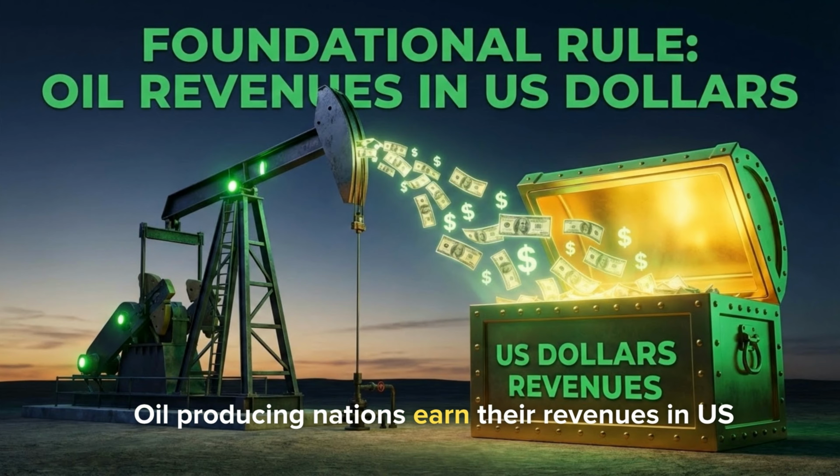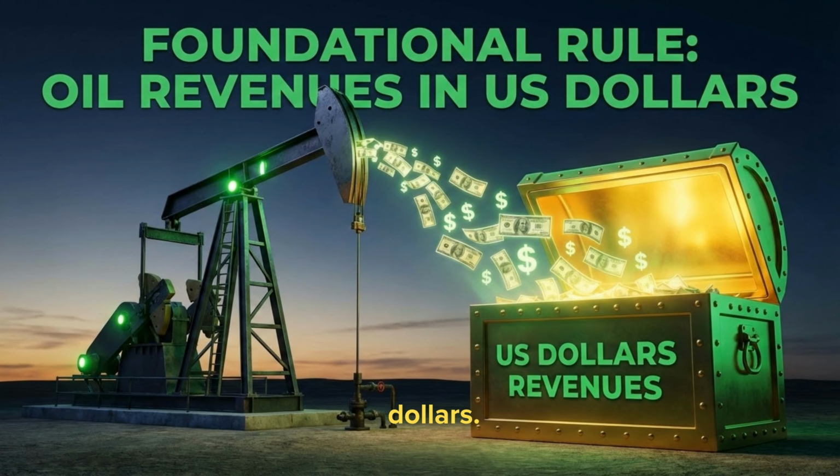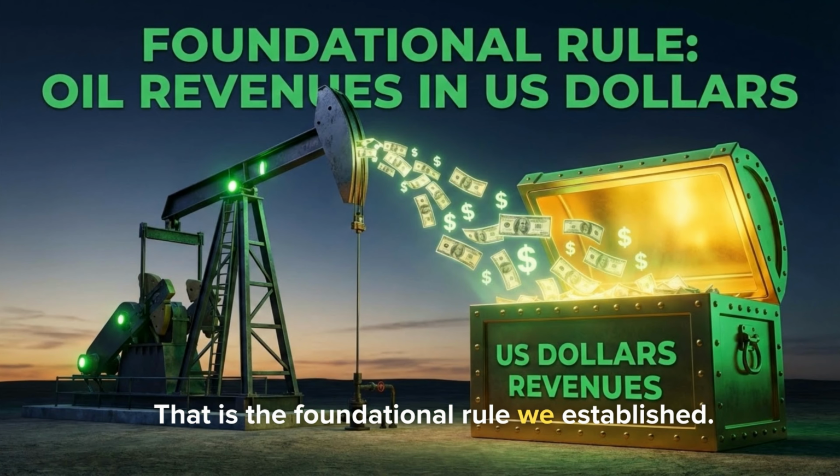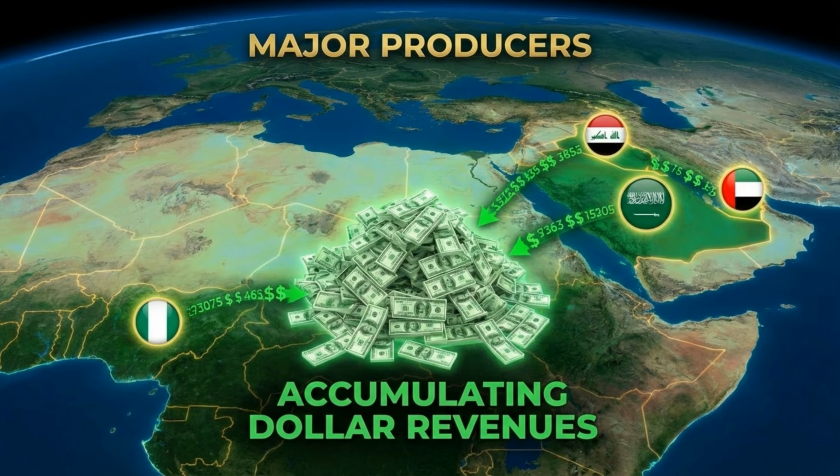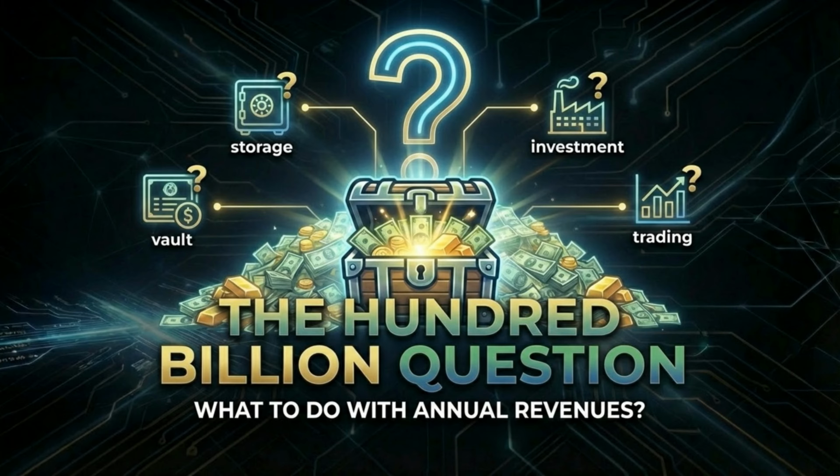Oil-producing nations earn their revenues in US dollars. That is the foundational rule we established. Saudi Arabia, the UAE, Kuwait, Iraq, Nigeria, and other major producers are continuously accumulating dollar revenues from their oil exports. The question is, what do they do with hundreds of billions of dollars in annual oil revenues?